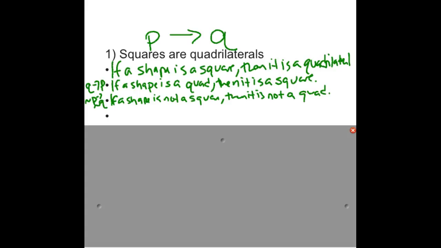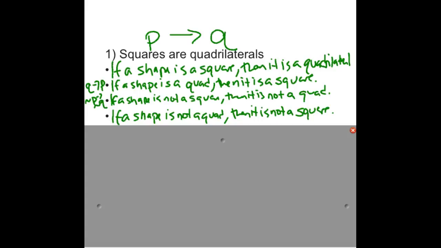And now for our last one, the contrapositive, it does it all. It flips and it negates. So we're going to look at that. If a shape is a square, then it is a quadrilateral. We're going to flip it. If a shape is a quadrilateral, then it is a square. And then we're also going to negate it. So we're going to say if a shape is not a quad, then it is not a square.